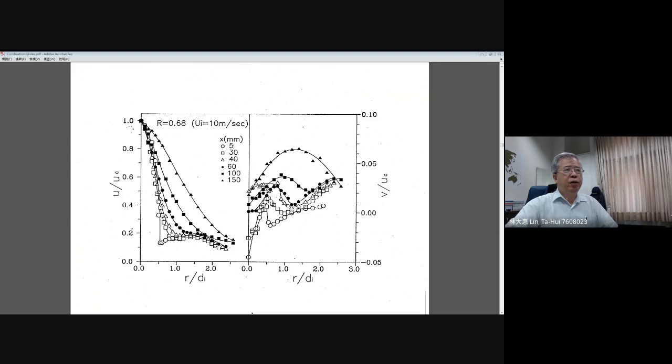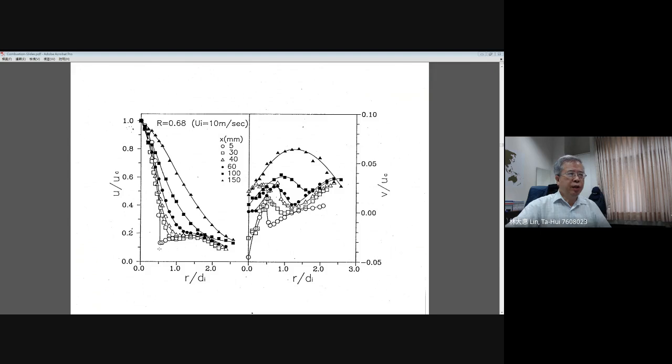at x equal to 5 millimeter, very close to the exit plane of this coaxial jet, you can see there is a very similar profile compared with the single jet. This is a parabolic shape, okay? But in the outer flow, actually, there's still another parabolic flow, right? Because for the outer jet, we have a larger diameter, and they will extend to a longer radial distance.